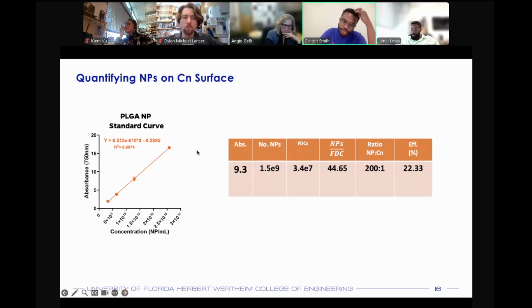So yeah, using this approach, I was able to somewhat estimate the number of nanoparticles we can get on the CN surface. So if I attempt a 200 to 1 nanoparticle to cell ratio, I get about 45 nanoparticles per cell. I have no better frame of reference for this since it's so novel. So the efficiency is about 22%. We don't know if that's effective or not. But it is what we have thus far with this approach. I've also increased it by doing a completely different assembly.